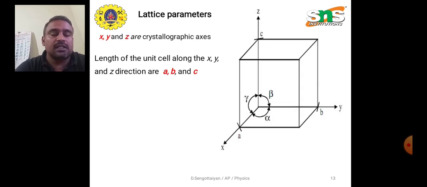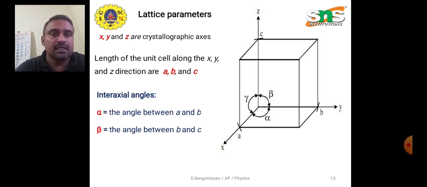So then next, the important lattice parameters in a crystal: x, y, z are the crystallographic axes. The lengths of the unit cell along the x, y, z directions are a, b, c. The angle between a and b is alpha, b and c is beta, and c and a is gamma. So a, b, c are known as the axial lengths of the crystal structure, and alpha, beta, gamma are the interaxial angles.